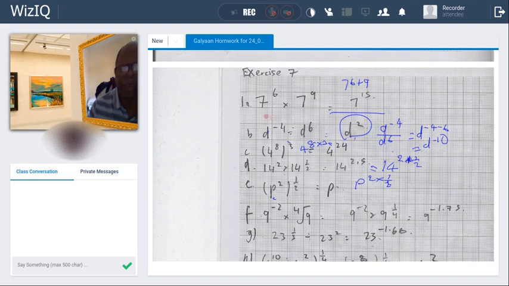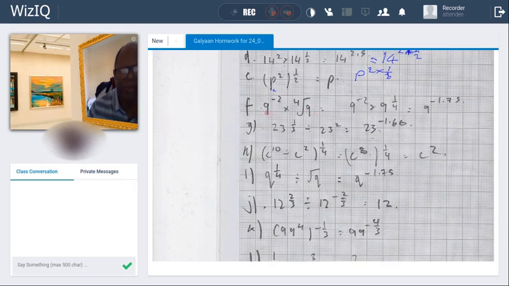Okay, so this one here says what is it? It's F. Let me see what F is. So 9 to power minus 2, and then fourth root of that, so that's 1/4. So you add this. Okay, so this is 8 over 4, and 8 over 4, plus 1. You're going to have 7. You should leave them as a fraction. Okay, don't put them as decimals. So this will be minus 7 over 4. I hope this is correct.